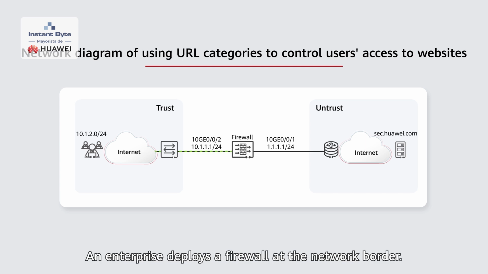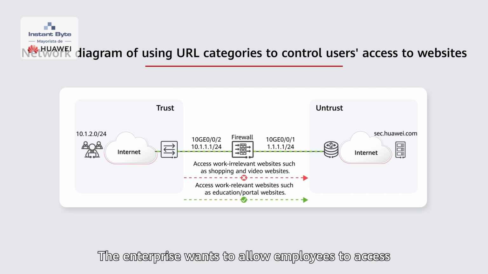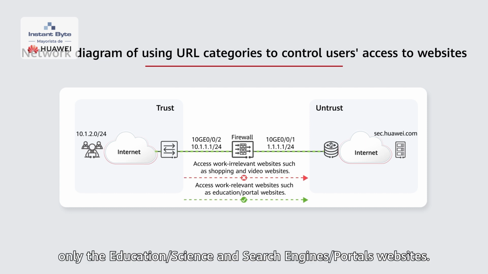An enterprise deploys a firewall at the network border. All internet access traffic passes through the firewall. The enterprise wants to allow employees to access only the education or science and search engines or portals websites.